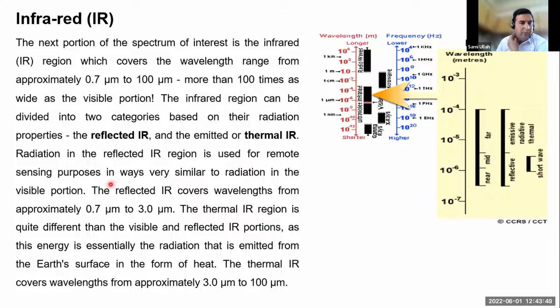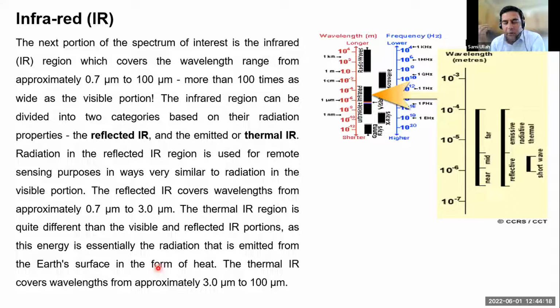Radiation in the reflected infrared region is used for remote sensing purposes in a way very similar to radiation in the visible. The reflected infrared covers wavelengths from 0.7 micrometer to 3 micrometer. The thermal infrared region is quite different from the visible and reflected infrared, as this energy is essentially the radiation that is emitted from the Earth's surface in the form of heat.